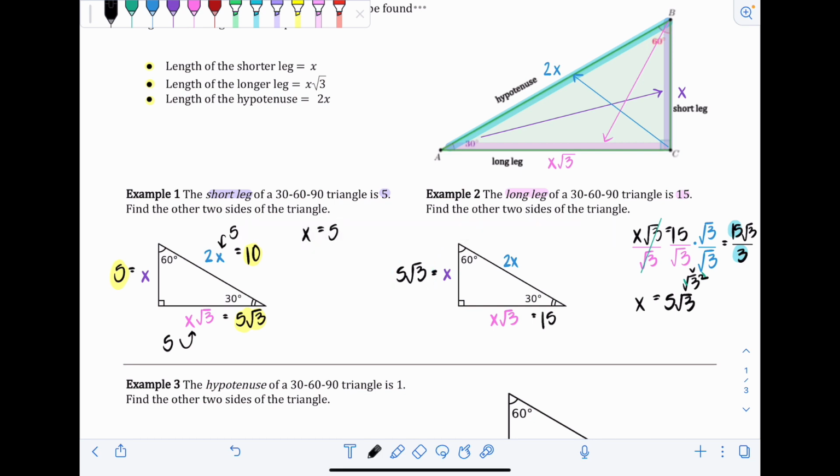And then now I just have to take that value that we got for the short leg, the 5 root 3, and put it in my 2x to get the hypotenuse. So that would be 2 times 5 root 3, and we would only multiply the 2 and the 5 together because those are the numbers that aren't in the radical. The 3 in the radical would stay the same. So 2 times 5 would be 10, and then times the square root of 3. So we were given the long leg, that's 15. We found that the short leg is 5 root 3, and the hypotenuse is always double the short leg, so it would be 10 root 3.